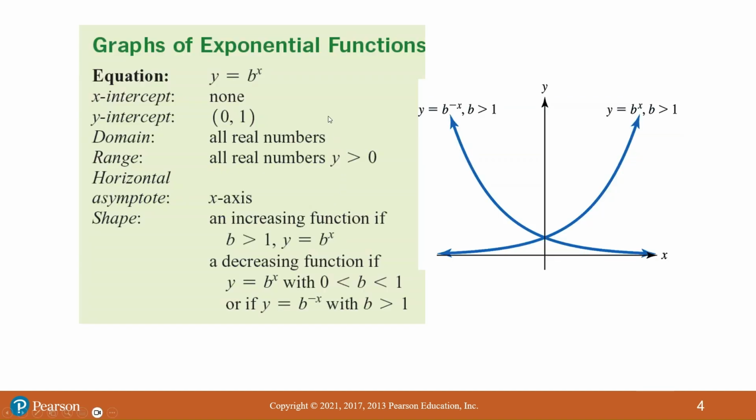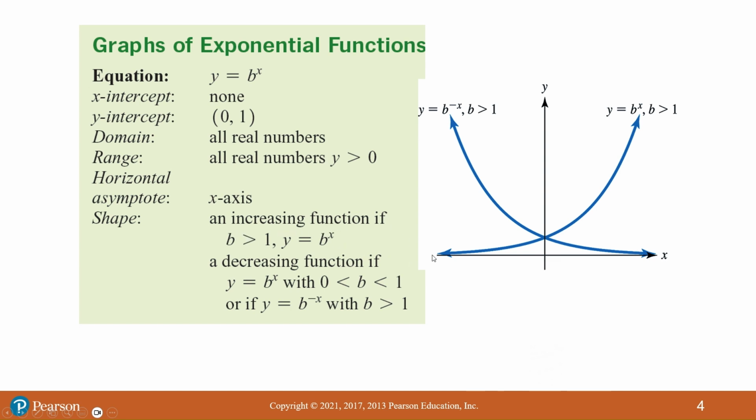Now, if we look at the graph of the exponential functions, it has the general form of the equation y equals b raised to the x. You can see the graph over here on the right-hand side. It looks like we have two different options. On both of those options, you can tell that you have no x-intercept. You actually have a horizontal asymptote on the x-axis. Your y-intercept for both is (0, 1). Your domain is all real numbers, and your range is all real numbers where y is greater than 0, because it doesn't exist below the x-axis.